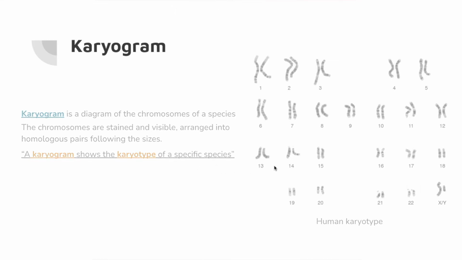With a karyogram, we can identify the gender of the unborn child by looking at the heterosomes we have seen earlier. An X and a Y combination will have a baby boy. An X and an X combination will have a baby girl. Simple as that. Moreover, it can test for chromosomal abnormalities.